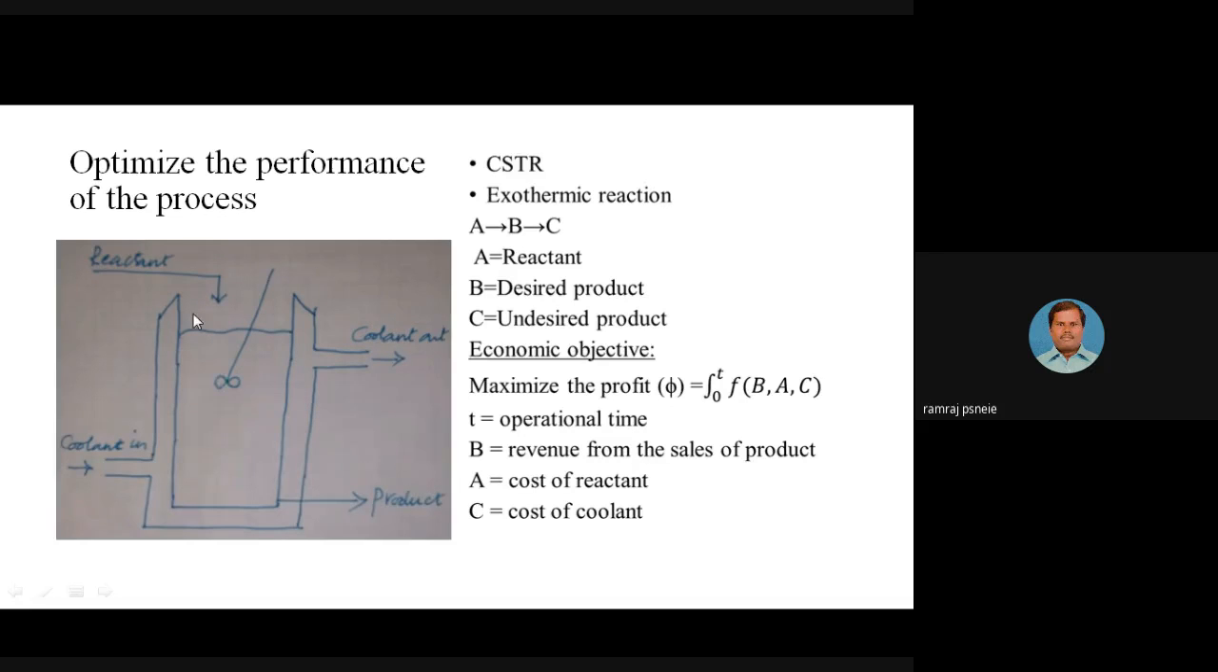Next, this one is an exothermic reaction. An enormous amount of heat will be produced. The heat must be taken out. For that purpose, we are using the coolant. The coolant expense is C, the cost of coolant. So if you effectively utilize the coolant and the reactant, at that time you can get maximum profit. Here also we need to introduce the external intervention.